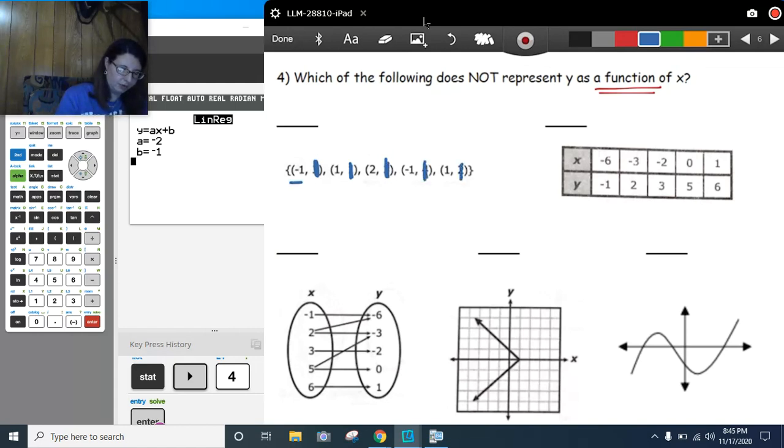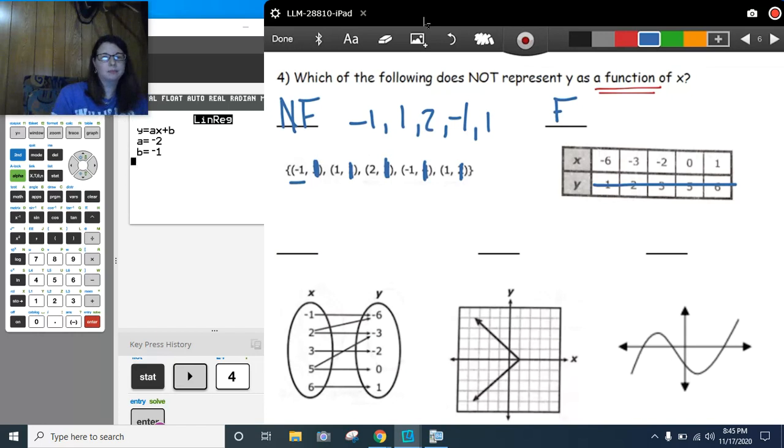I have -1. I have 1, 2. Oops, I'm writing -1 and 1 again. So this is not a function. Y is not a function of x. Over here, I'm going to cross out my y's. None of those numbers repeat, so y is a function of x.